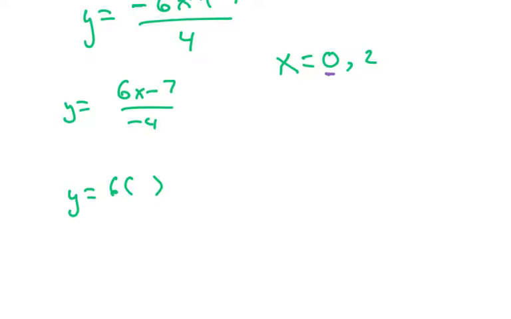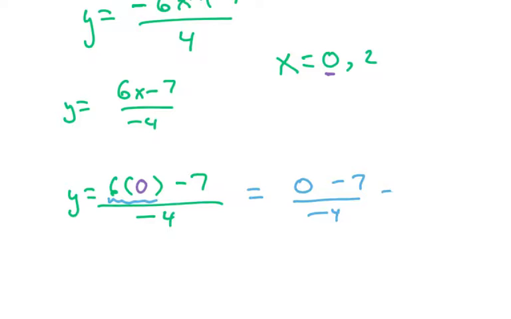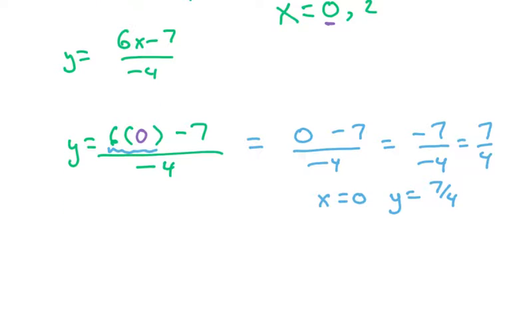Only instead of x, I'm going to substitute in 0. So now when I solve this, 6 times 0 is 0, negative 7 over negative 4, or just negative 7 over negative 4, which is 7/4. So when x equals 0, y equals 7/4. Now if this was an equation on the xy plane, we could even write it as a coordinate, 0, 7/4, which we'll go into more later.